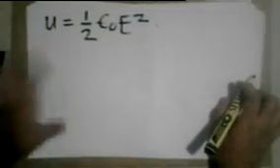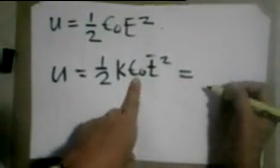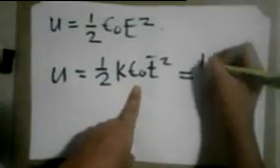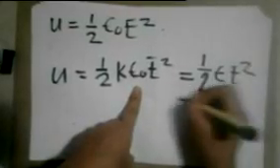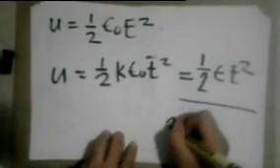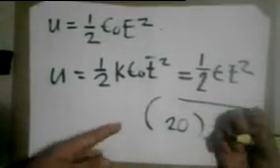And for energy density in a dielectric, this becomes U equals 1/2 K epsilon naught E squared. And again, this K epsilon naught is just equal to our epsilon, so we can write this as 1/2 epsilon E squared. This is now our equation 20, the energy density in a dielectric, and this one here is our energy density in a vacuum, which is our equation 11.